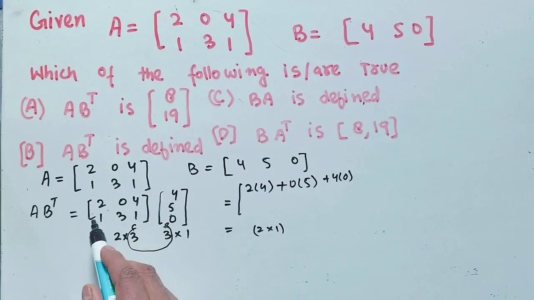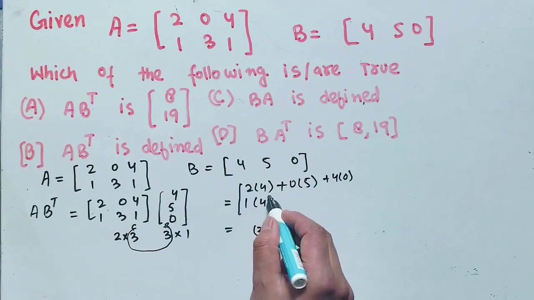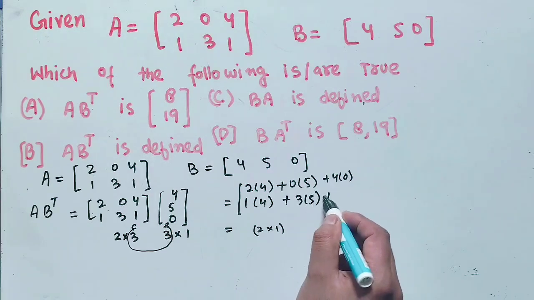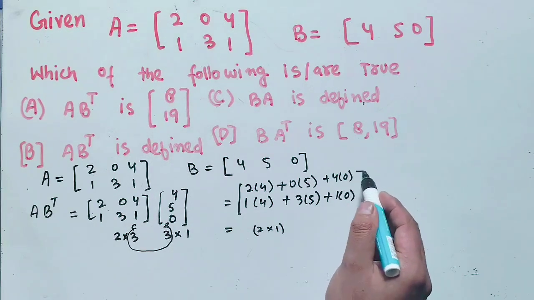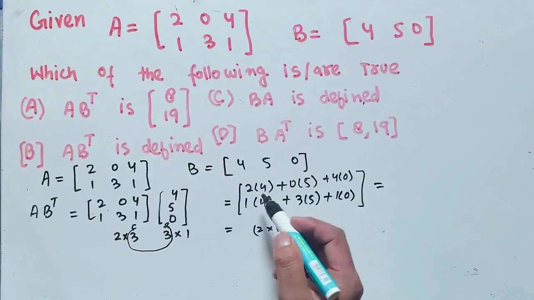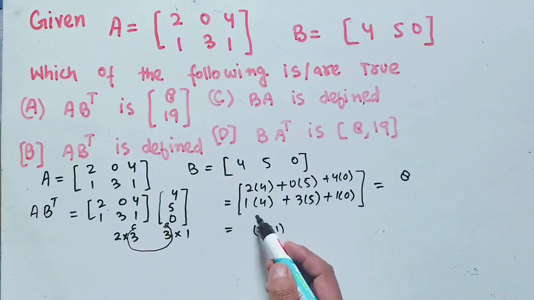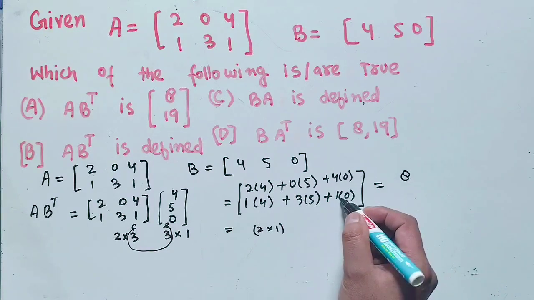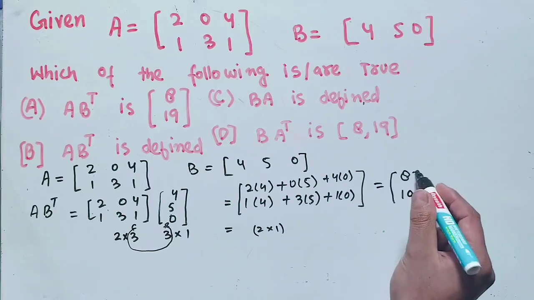Similarly, we multiply this row with this column. So we have 1 into 4 plus 3 into 5 plus 1 into 0. Here you can see, if I write it here, 2 4s are 8, and this is 0, this is 0, so we get 8 here. Here 4 1s are 4, 5 3s are 15, 15 plus 4 is 19, and here it is 0. So we get 19. Now let us see the order of this matrix.